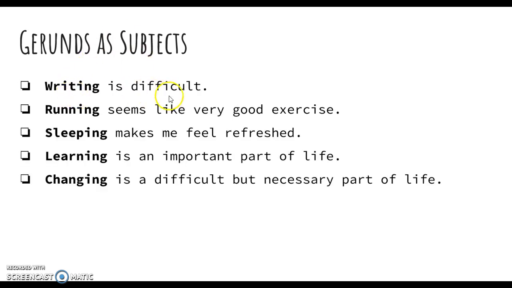We have "Writing is difficult." Writing is a gerund, and this is the subject of the sentence. Is is the verb. "Running seems like very good exercise." Running, again, is an -ing form of the verb. This is a gerund. It's acting like a noun, and it is the subject of the sentence. The main verb of this sentence is seems.